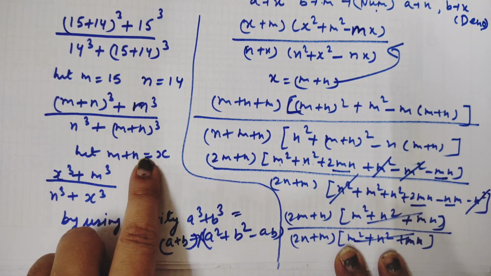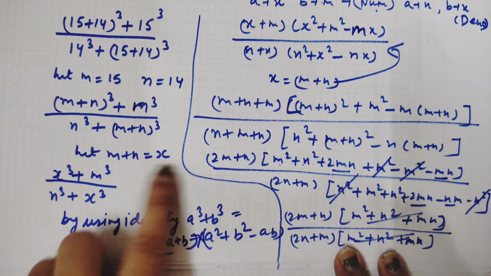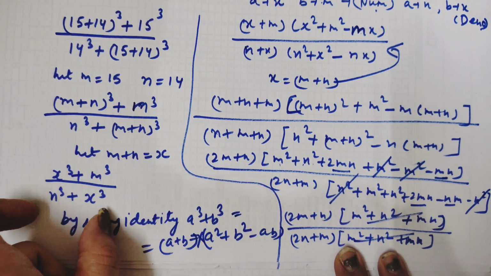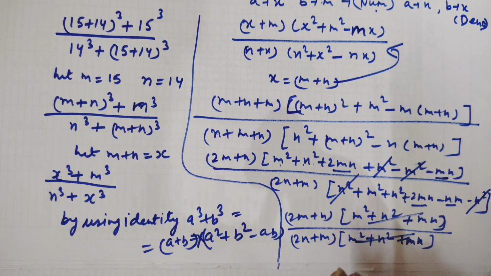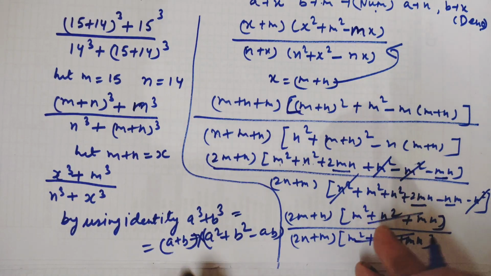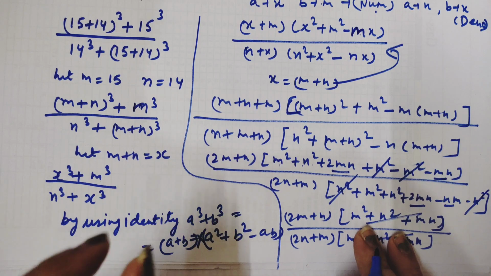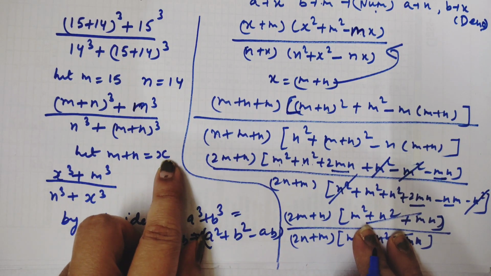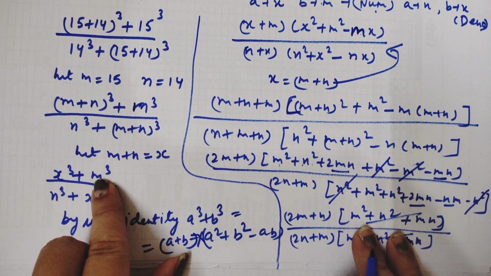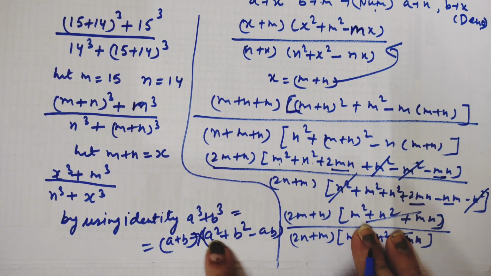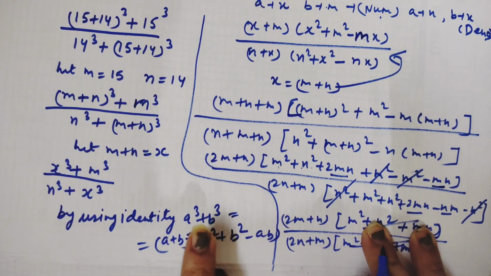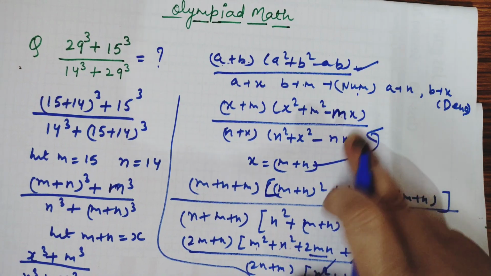Why are we using m plus n equals x? Because your term will be in short form, so that you can apply the identity easily. So that's why we are using x for m plus n, the two terms. We will convert it into one term, x cube plus m cube. Now we are using this identity, and just use the identity and get this term.